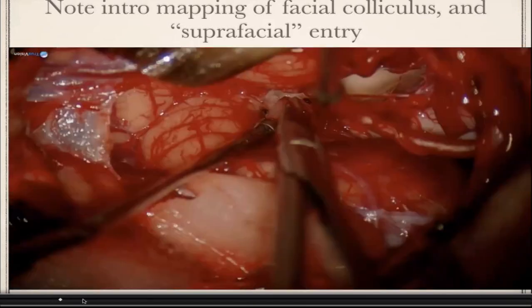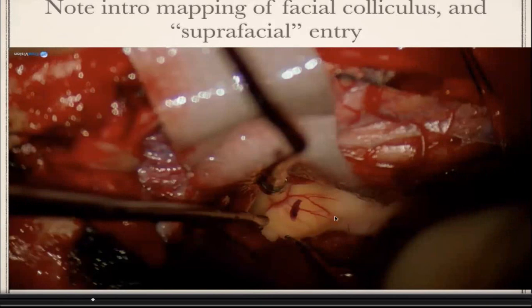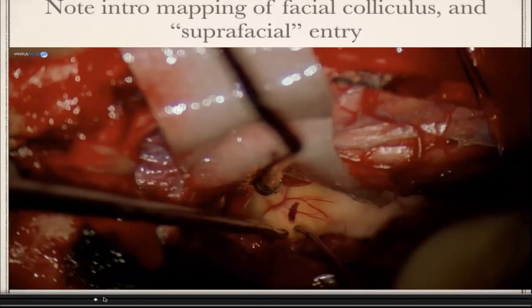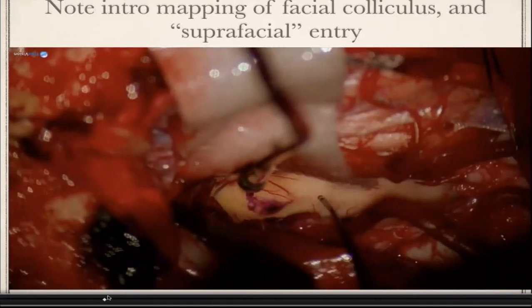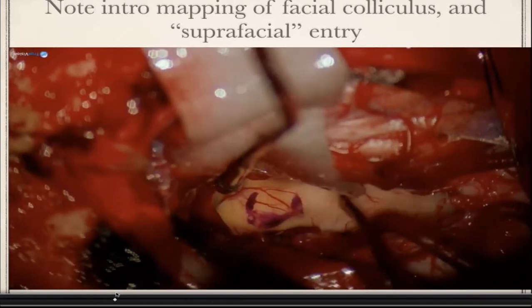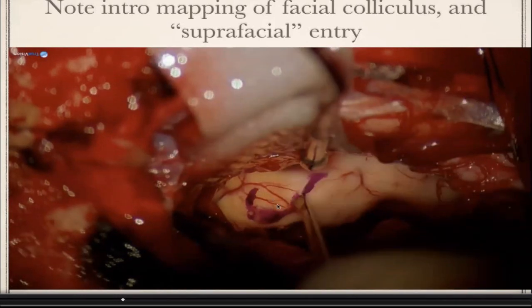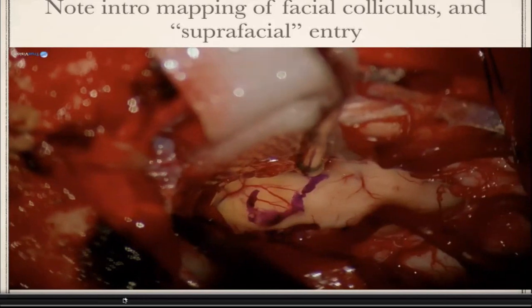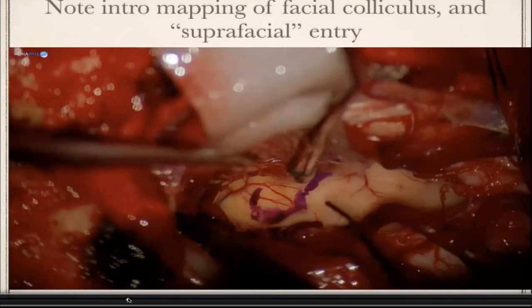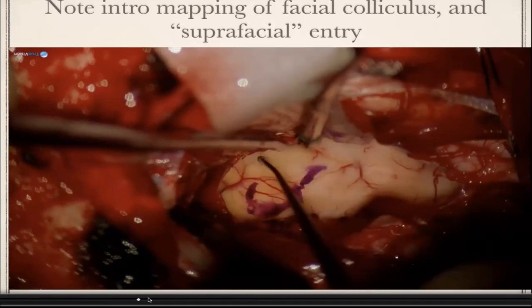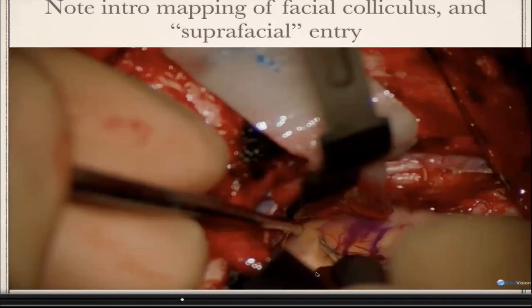But what I really want to show you is you have to map the facial colliculus to decide, do you go suprafacial in your entry point or infrafacial? And you will see the facial colliculus. I am mapping it with a stimulator, and I'm marking it with a pen so I don't lose it. So that's facial colliculus and facial nucleus. This is a no-fly zone. You cannot get in here or you will give the patient a complete facial palsy. So I went above that.